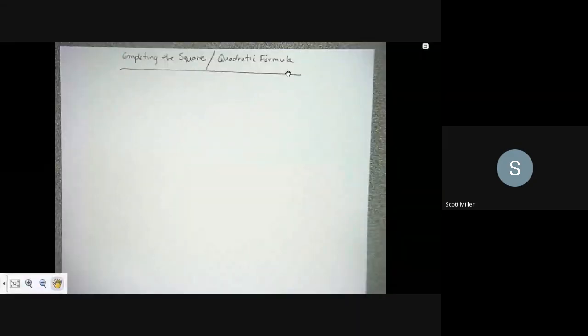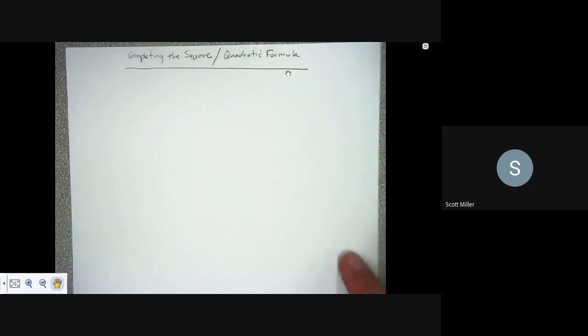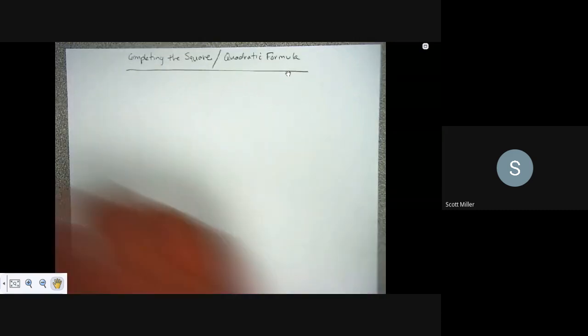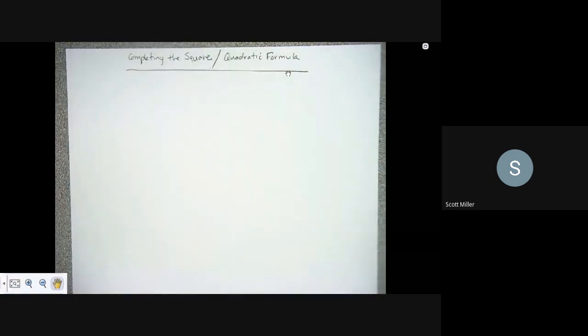So we're going to be doing a quick overview of completing the square and the quadratic formula. Here's the actual completing the square technique I'm going to show you guys and talk about. Before I do all that, we need to do a little bit of preliminary stuff, so I'm just going to show it to you instead of writing it all out again.